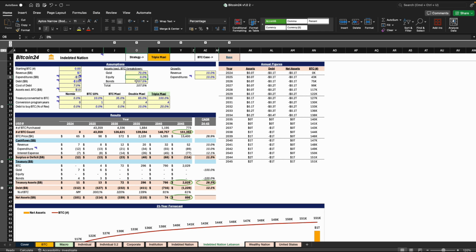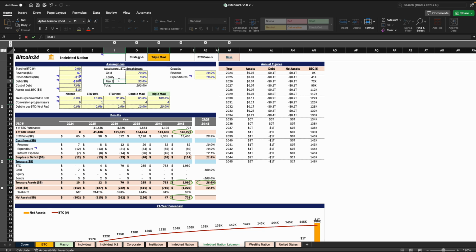70%. They don't have any equity, and pretty sure they don't have any bonds. So I'll just change that to real estate. Let's say they have 30% in real estate. Okay, and we change that here to real estate. So this is the allocation of the Lebanese government. Let's say they want to take the Bitcoin maxi strategy, triple maxi strategy.